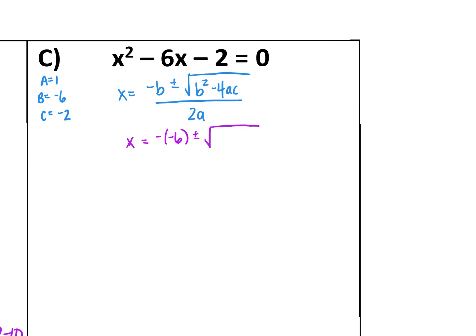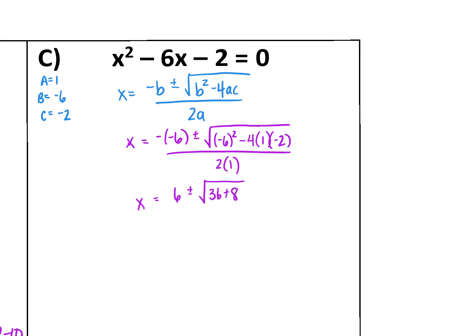Okay, b squared, that would be a negative 6 squared, minus 4 times 1 times c, which is negative 2, all over 2 times 1. All right, so 6 plus or minus the square root of 36 plus 8, all over 2. So if I simplify here, I'm going to have 6 plus or minus the square root of 44 over 2.